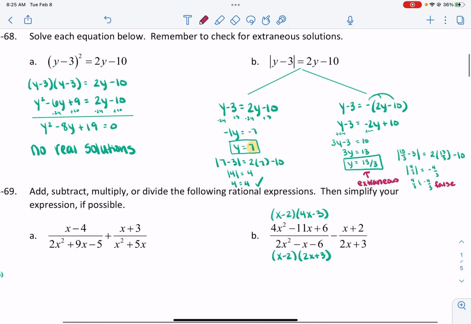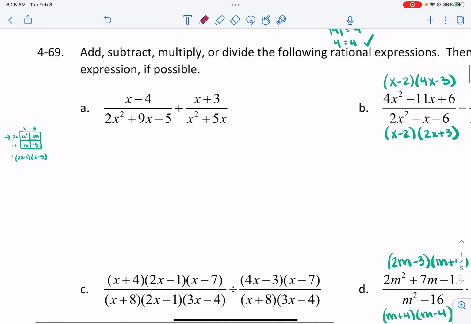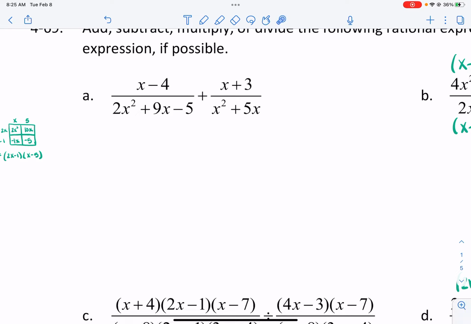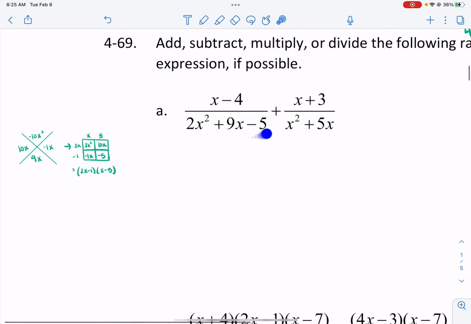All right, so let's go ahead and move to 4-69, where we are going to add, subtract, multiply, or divide the following rational expressions, then simplify your expression if possible. So for this one, I see x minus 4 over 2x squared plus 9x minus 5 plus x plus 3 divided by x squared plus 5x. So we need to do a little bit of factoring here. I took this piece, 2x squared plus 9x minus 5, and I factored it over here already, if you want to look at that. So I know this will become 2x minus 1 and x minus 5. And here, this will actually become x times x plus 5.